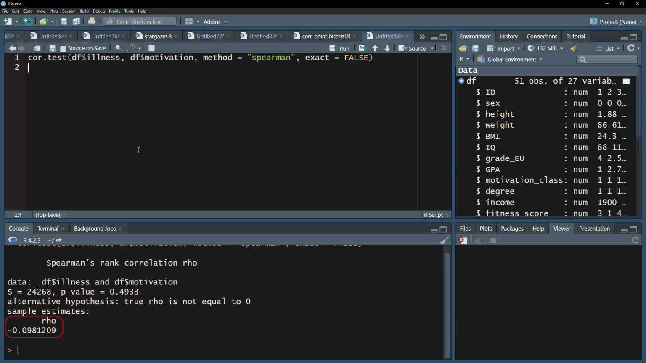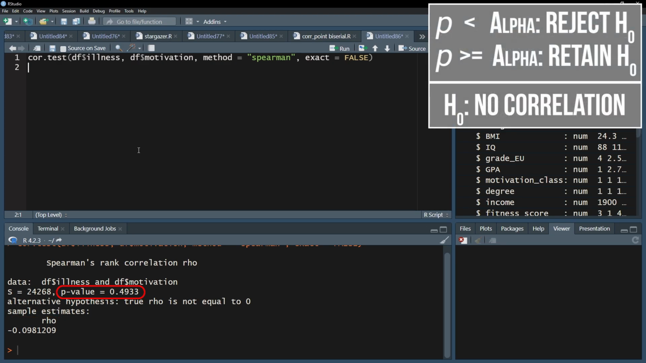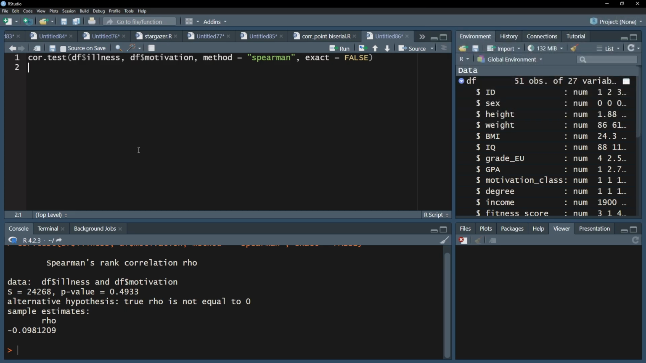Interpretation. You can see that the correlation is minus 0.098 with a p-value of 0.493, which is well above any alpha threshold. The null hypothesis can therefore not be rejected, which, like with every correlation, is no association. Therefore, we can observe no association between illness and motivation.